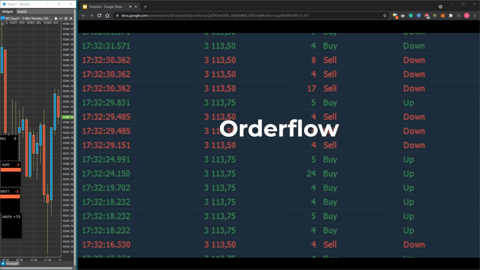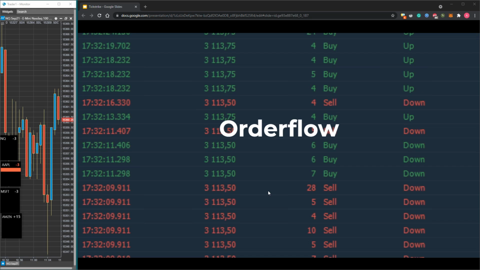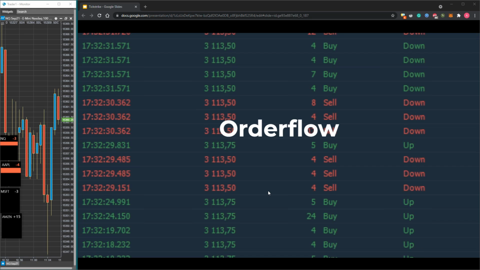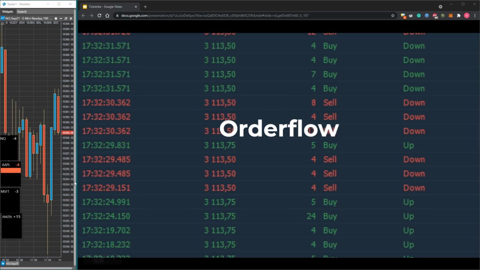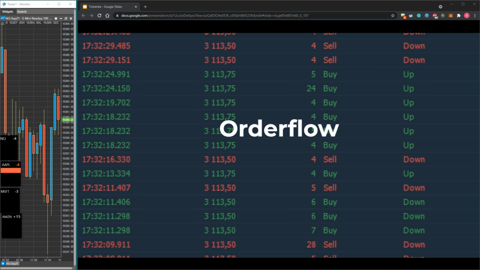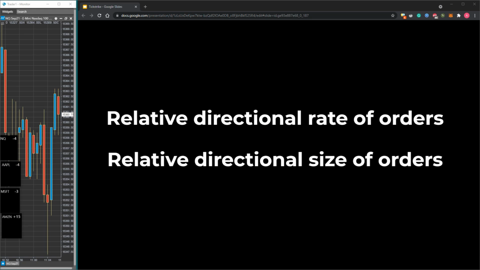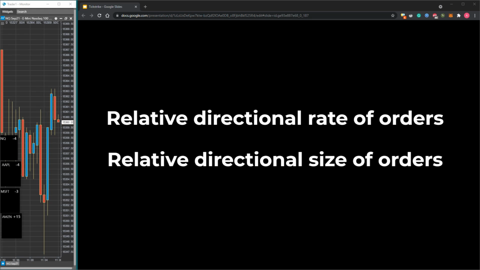Essentially what we're converting into sound is order flow. It's the stuff that you see right here. It's the buys and the sells that take place in the markets. Now, of course, right now, you're not hearing any sound, so I can't really demonstrate the full utility of what we're doing. But if you see these meters lining up in red, you would be hearing sounds. The big idea is that the product converts the relative directional rate of orders and the relative directional size of orders into sound. It's like a Geiger counter for the market.